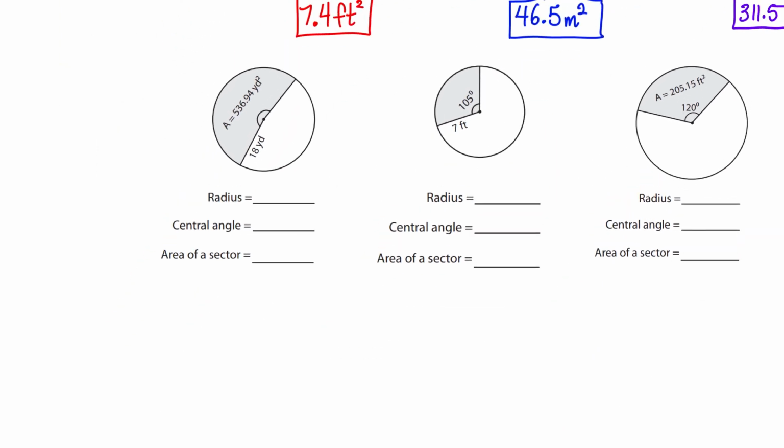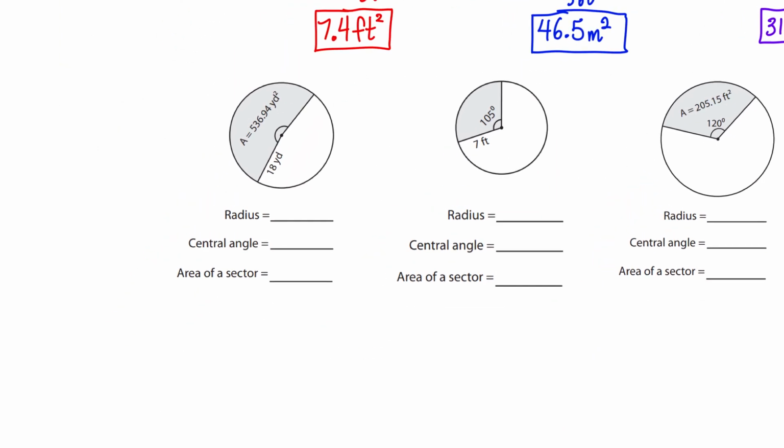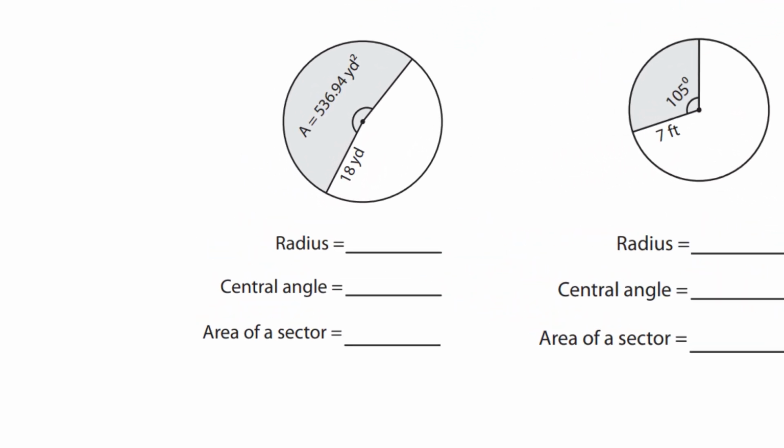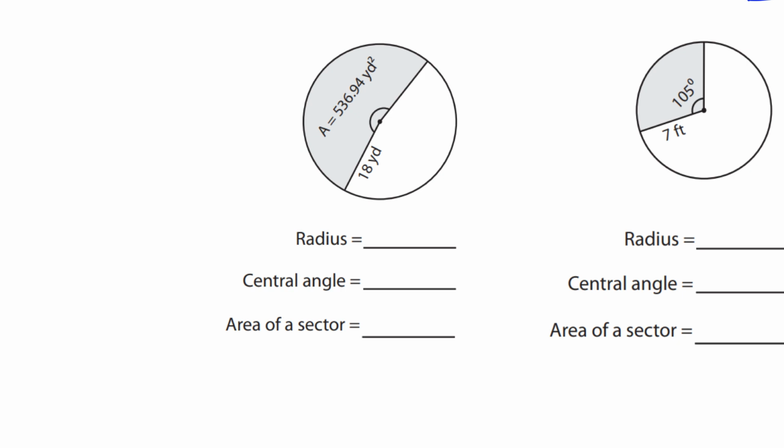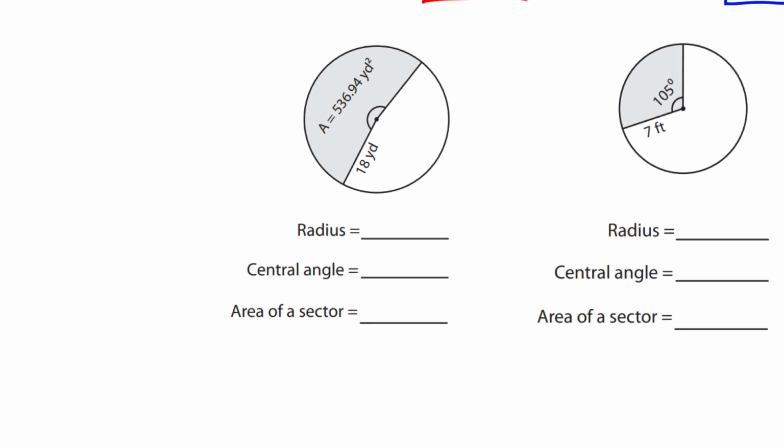Okay, now on these last ones, we're going to be looking for other missing information besides just looking for the missing area. So, like on this first one, what is the radius of this circle? 18 yards. What's the measurement of that central angle? We don't know. That's what we don't know on this one. That's going to be our x.